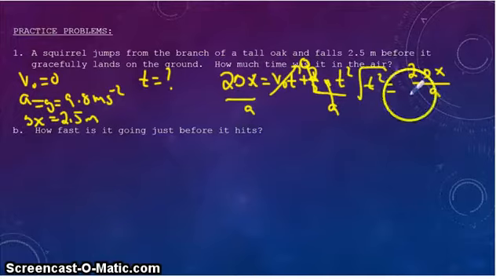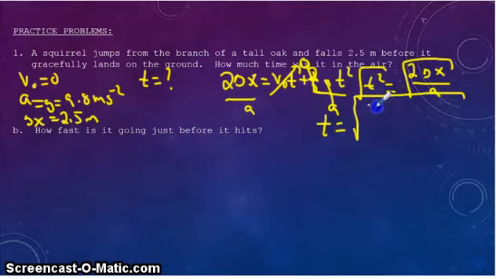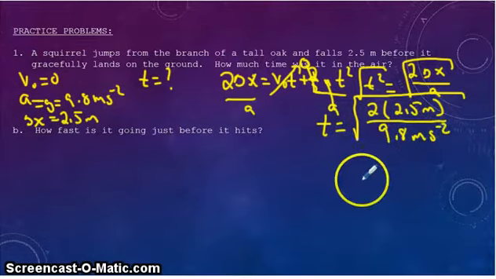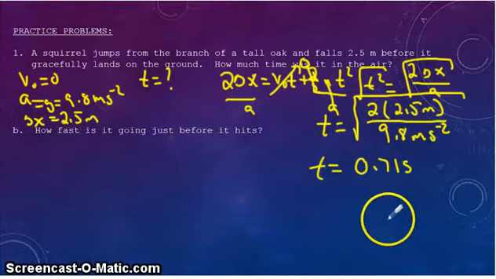And finally I can square root it, so I get a time that's equal to the square root of 2 times my displacement of 2.5 meters divided by the acceleration of 9.8 meters per second squared. And that gives me a fall time of 0.71 seconds.